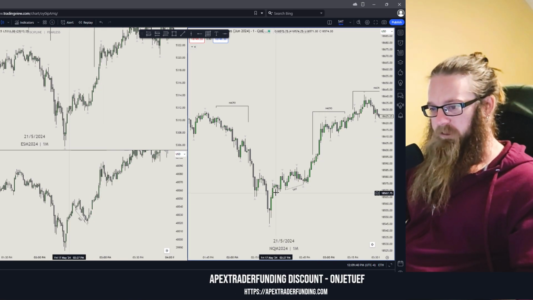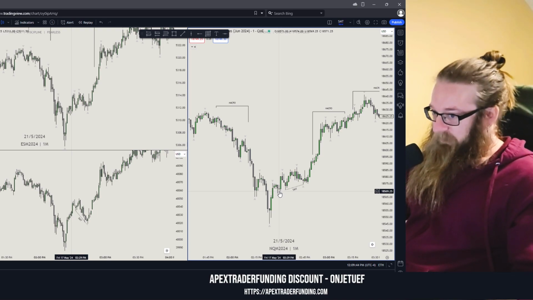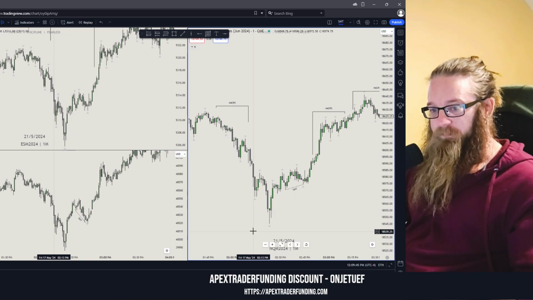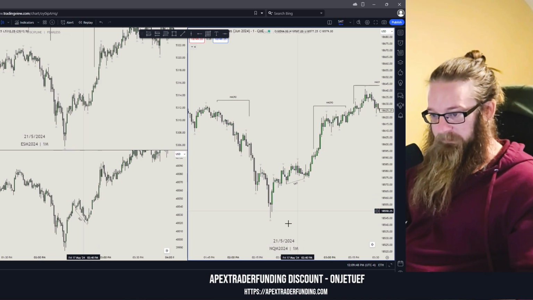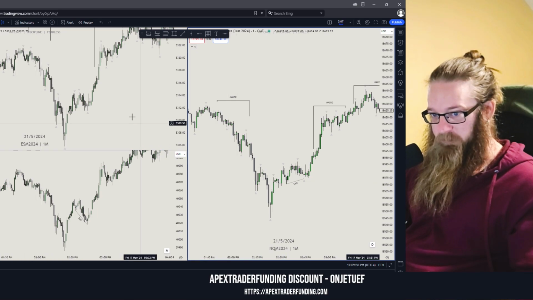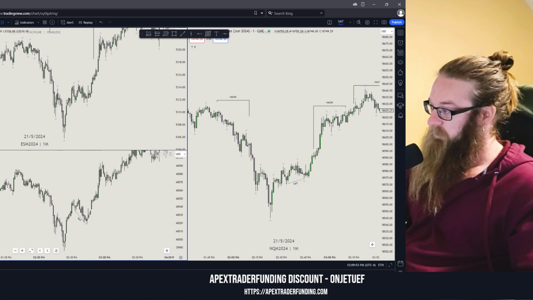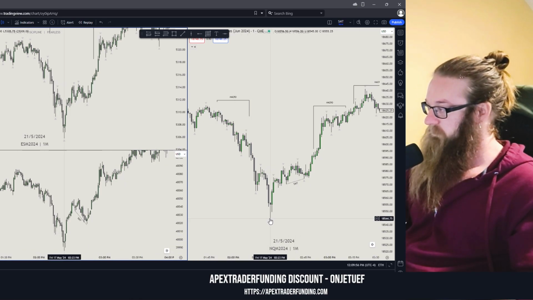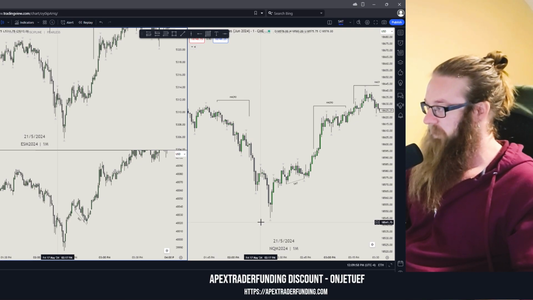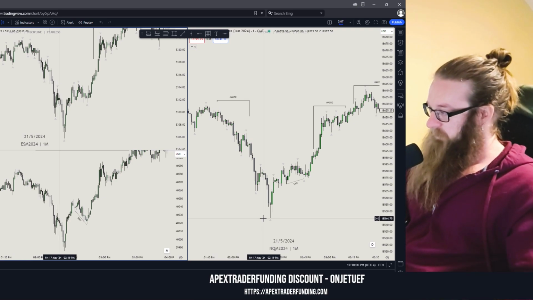So I was already in off of this imbalance. So I did take a trade without SMT. I think there was an SMT between the indices way back in time. NQ took a low that ES didn't or something like that way back. And we'll talk about that.